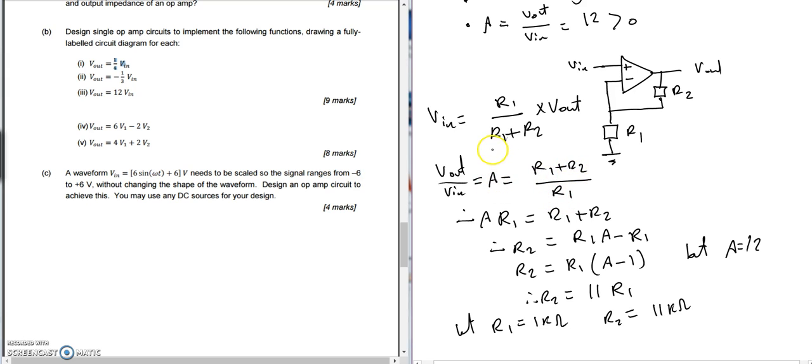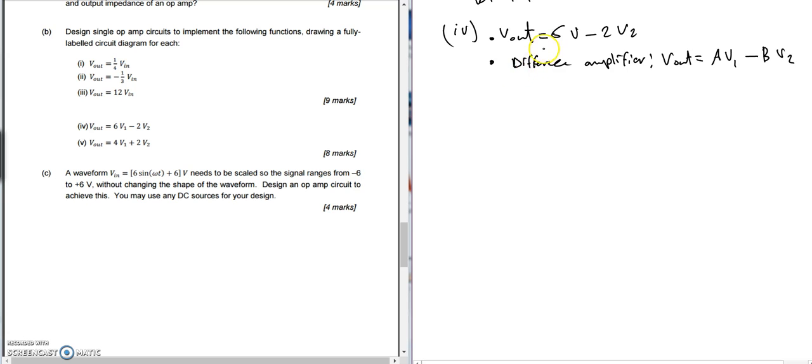So if you divide Vout over Vn, you flip this. That'll be R1 plus R2. Then you multiply both sides by R1, you'll get A R1 is equal to R1 plus R2. Then you switch terms and then you'll have R2 is equal to R1 A minus R1. Let R1 common factor. Then substitute A as 12, so you'll get R2 is equal to 11 R1. Let R1 is equal to 1 kilo ohms, therefore R2 will equal 11 kilo ohms. Question 4.